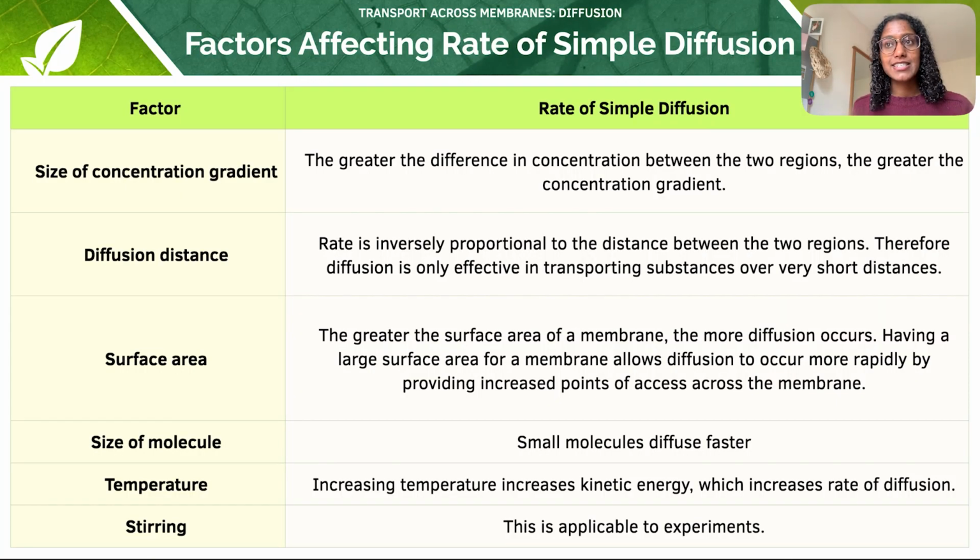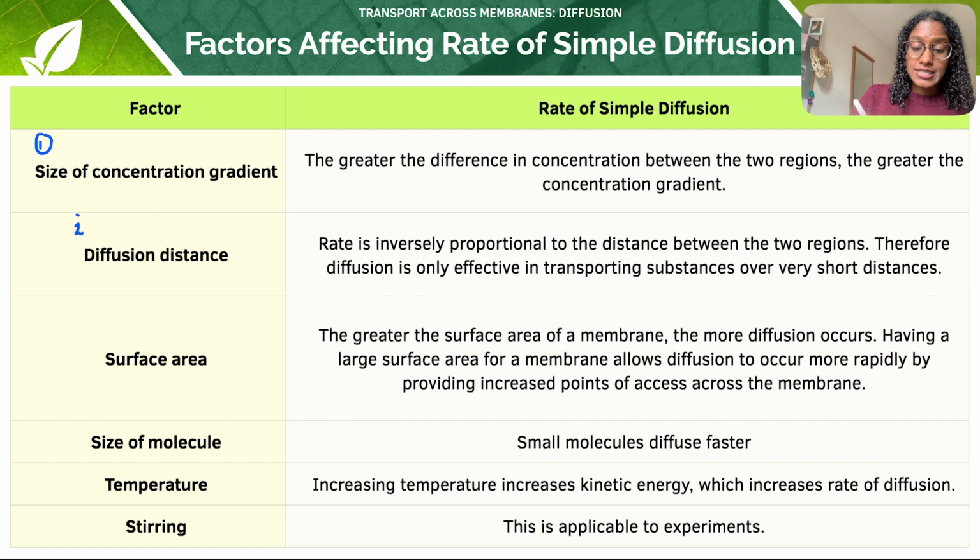Okay, so factors affecting the rate of simple diffusion. So again, these are just things that you have to learn. So number 1, the size of the concentration gradient. So the greater the difference in concentration between the two regions, the greater the concentration gradient. So the greater the concentration gradient, the faster the rate of simple diffusion.